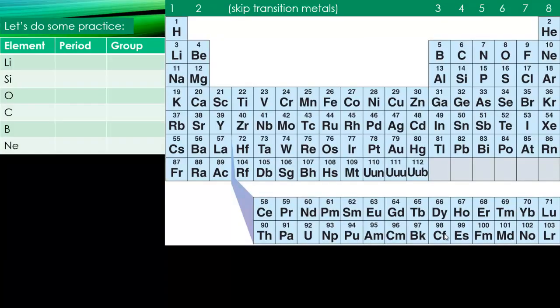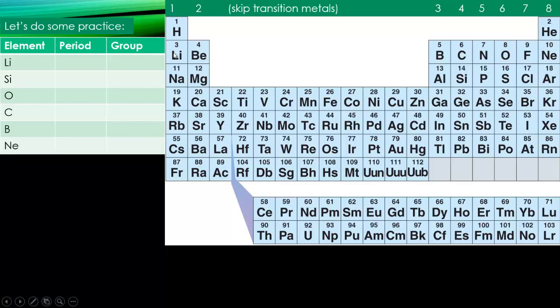If you take a look at the table on the right, which is a simplified version, you have the group numbers there. So the first element, lithium, is right here, element number 3. That means it is in group 1, and it is in period 2.